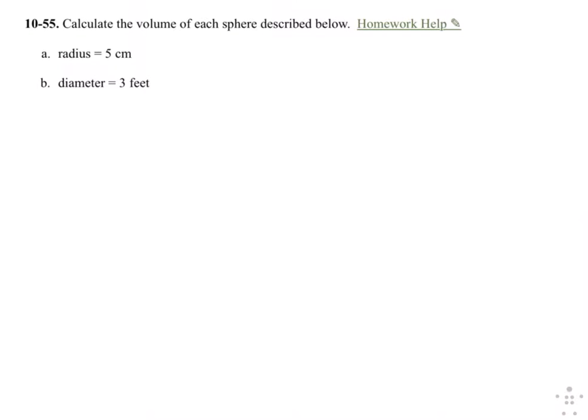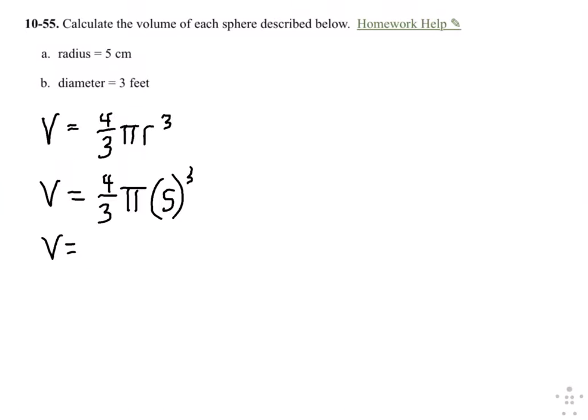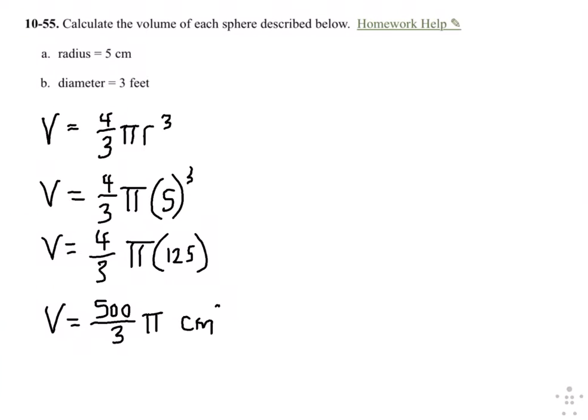Okay, for 55, they want us to calculate the volume of the sphere. So let's remember that the volume is 4/3 pi r cubed, right? So the volume for A equals 4/3 pi, and r is 5, right? 5 cubed. So the volume is 4/3 pi, 5 cubed. 5 times 5 is 25, times 5 is 125, right? 125. So the volume equals 125 times 4 is 500 thirds pi centimeters cubed, right? There's the volume for A.